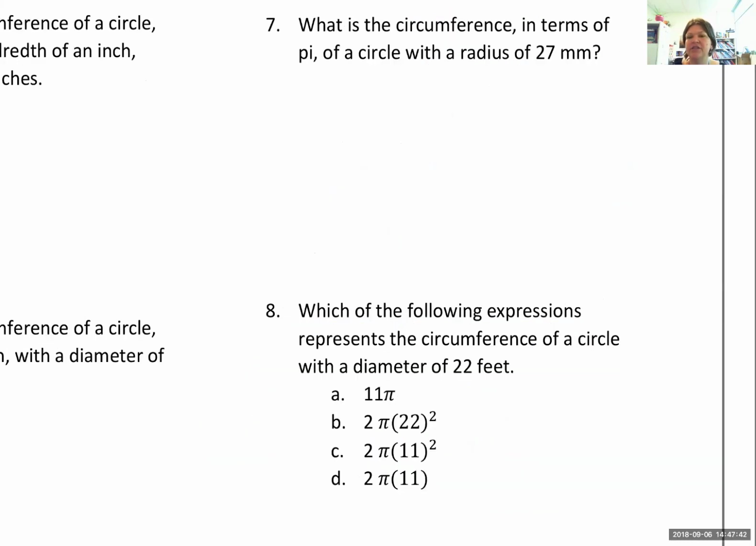One more just like that, just so we can get used to it because it's super weird. Okay, this one says, what is the circumference in terms of pi of a circle with a radius of 27 millimeters? So first I'll ask you guys, what formula should I use? So it would be C equals 2 pi r. Absolutely. Brilliant. I've been given radius, so I'll use a circumference formula that has an r in it because I'm lazy. So C equals 2 pi r, and now I will substitute in what I know.